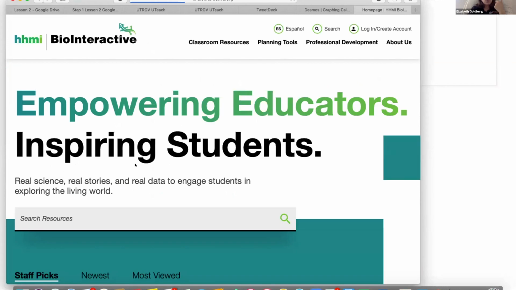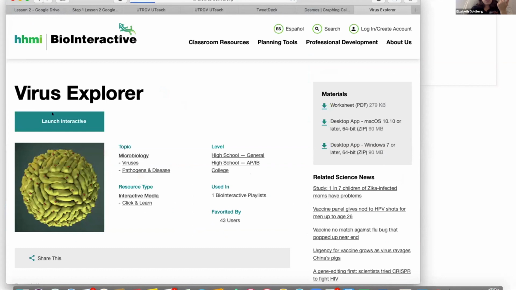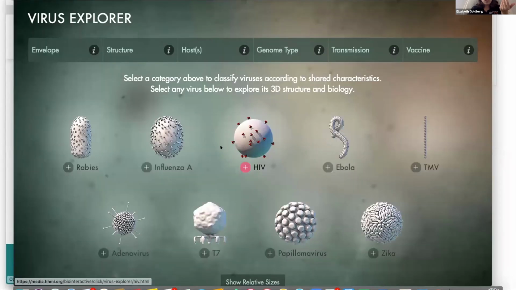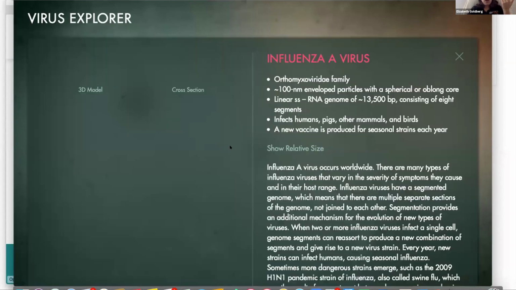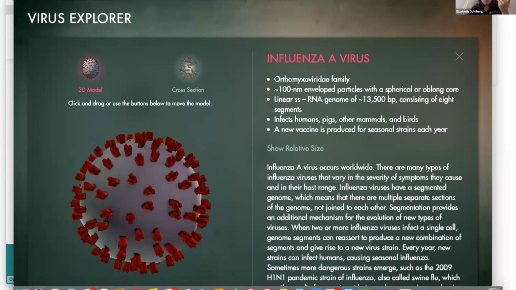These are amazing. If you wanted to teach, say, a lesson on viruses, they have some wonderful bio interactives on viruses, but also other things as well. So here's the Virus Explorer, and you can pull up these interactives, show them to the students, share your screen, and it will show you different viruses, and you can kind of talk about them, manipulate them, move them around in real time. So I can ask questions about those.